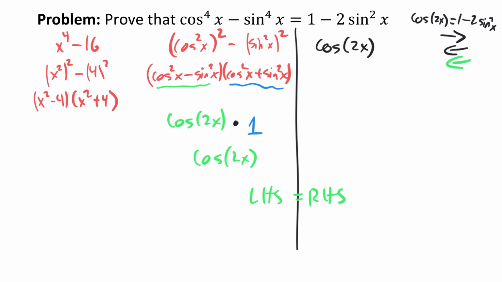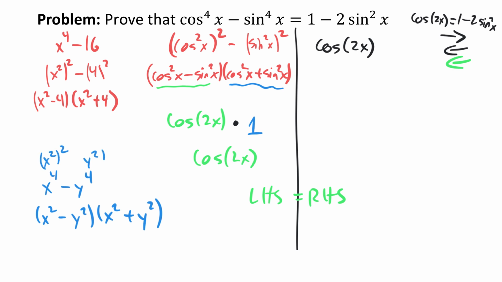If we had x to the 4 minus y to the 4, we could factor that as x squared minus y squared and x squared plus y squared, right? Each one of these is a perfect square. It's like x squared squared. It's like y squared squared. And that allows us to do the factoring.